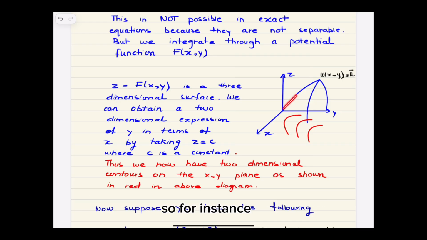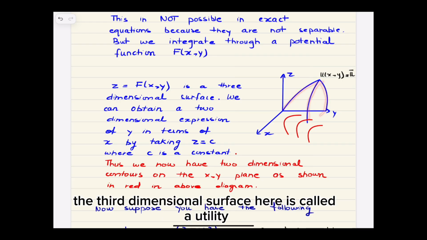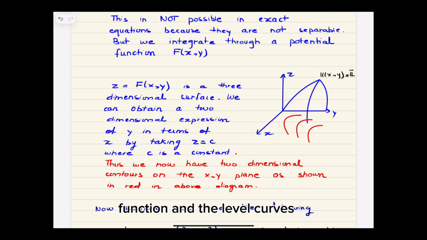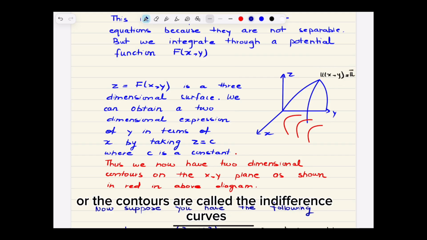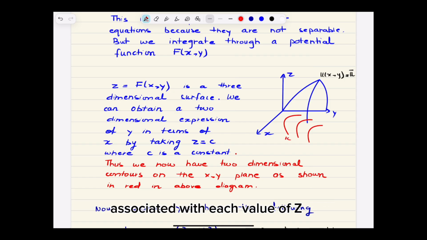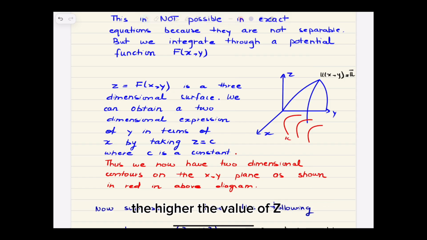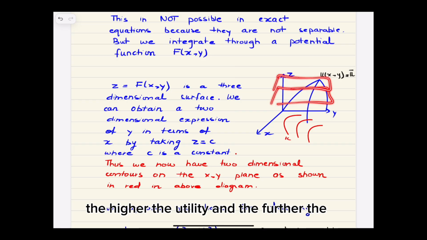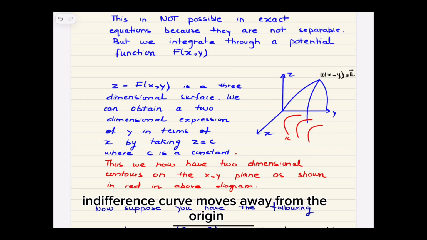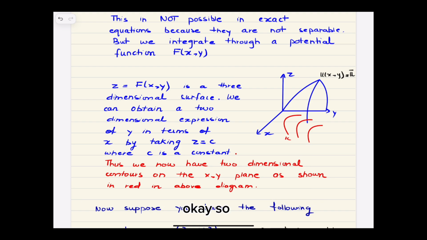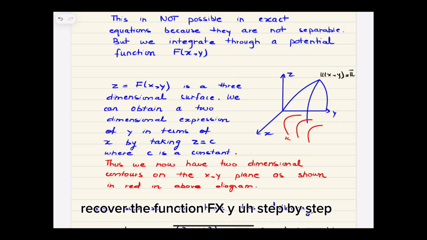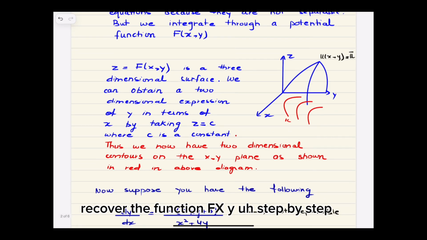So for instance, the three-dimensional surface here is called a utility function, and the level curves or the contours are called the indifference curves associated with each value of z. The higher the value of z, the higher the utility, and the further the indifference curve moves away from the origin. Okay, so now let's take a concrete example and see how we check for exactness and how we recover the function f(x,y) step by step.